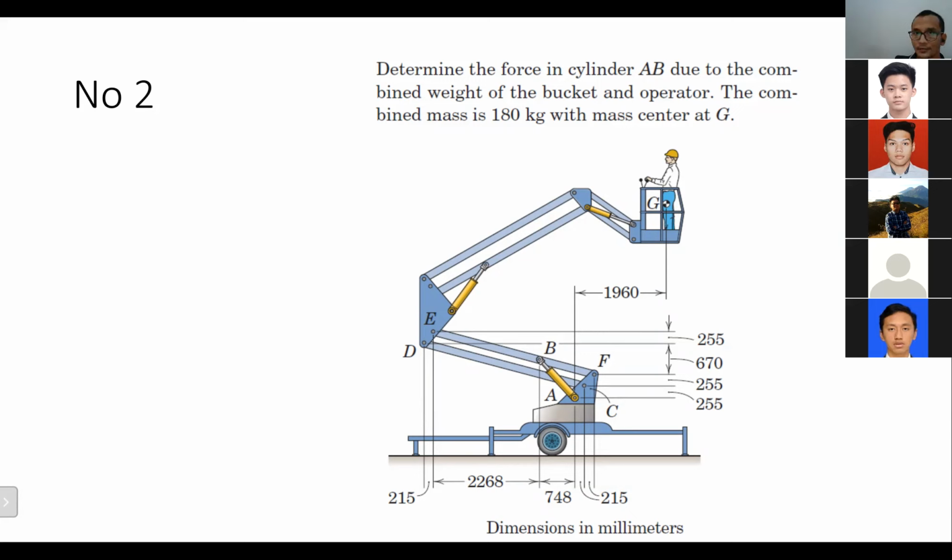Determine the force in cylinder AB due to the combined weight of the bucket and operator. The combined mass is 180 kilograms, with the mass center at G. So all the combined weight will be there, 180 kilograms. The one in question is just this, FAB. In order to solve this, can anyone here tell me how to do it?